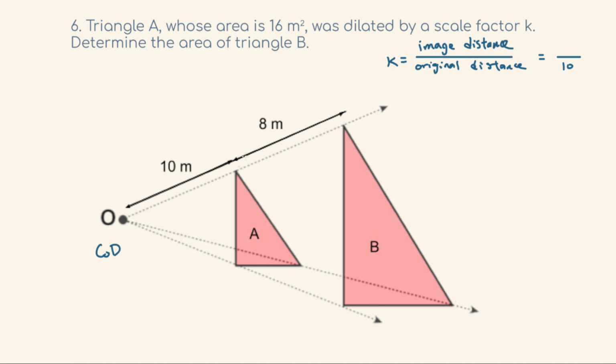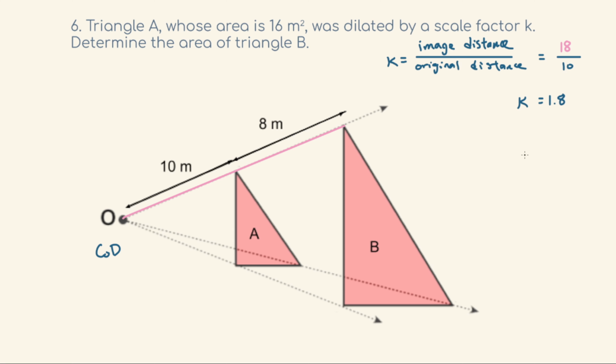Now we want to know what that image distance was, and we can do that very simply by taking that 10 and adding it to the 8, and that's going to give you 18. So 18 divided by 10 is going to give you 1.8. So k is equal to 1.8.